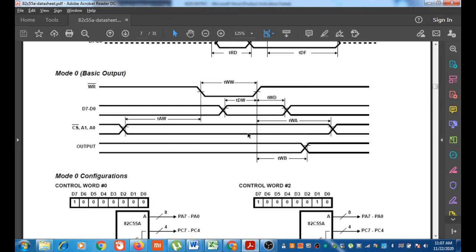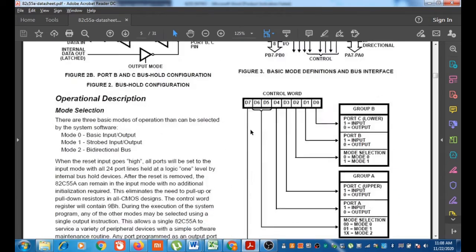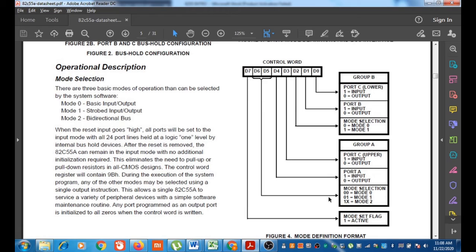Okay, let us check the control word. D7 bit is 1, it is the mode set flag. All other bits are 0. When D6 and D5 are zeros, it will be selecting mode 0. That is, group A is operating in mode 0. Then D4 is 0, means port A is output port. D3 is 0, means group A port C upper part is in output mode, output port.